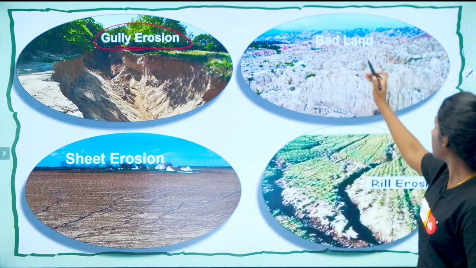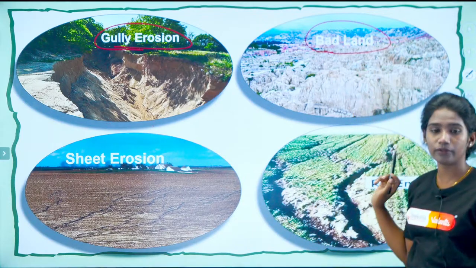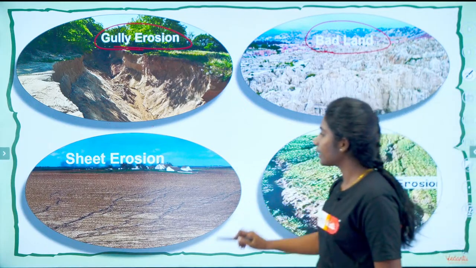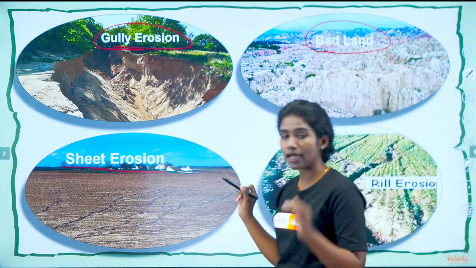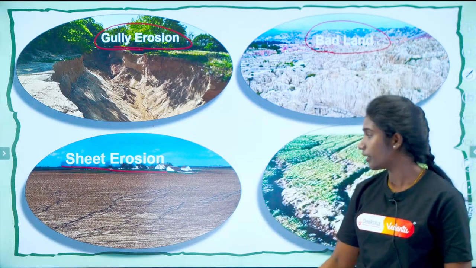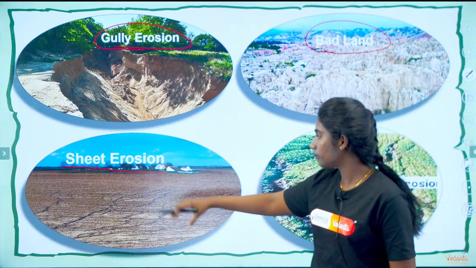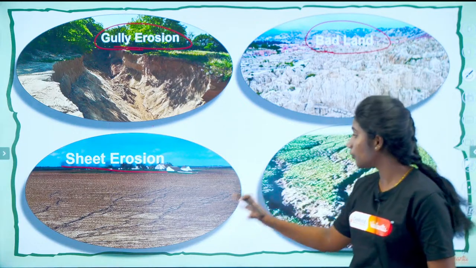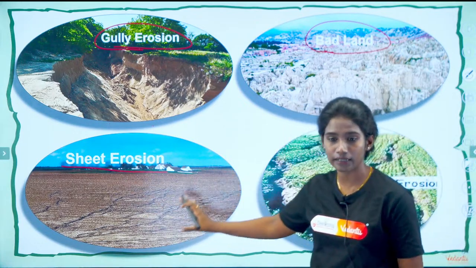Okay, and this is badland over here. It is because of the wind. It's because of the wind over here that the erosion has taken place. And in case of sheet erosion, the erosion takes place uniformly. You can see over here the soil has lost its particles, its nutrients uniformly over that entire region.